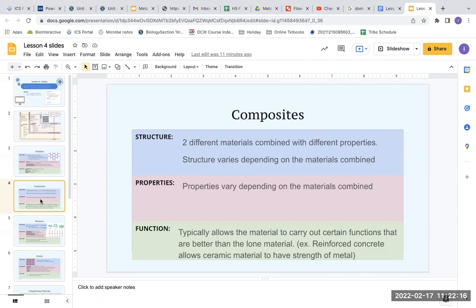So usually we have composites when we have a very specific function that we are trying to achieve, and we would choose two or more materials that fulfill those properties and can execute that function, and we'll mix them together. So basically, putting materials together so that you can achieve that function. So the function really varies a lot.